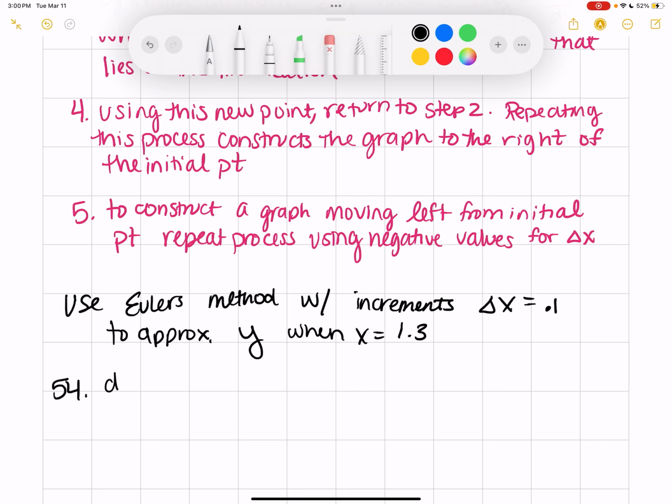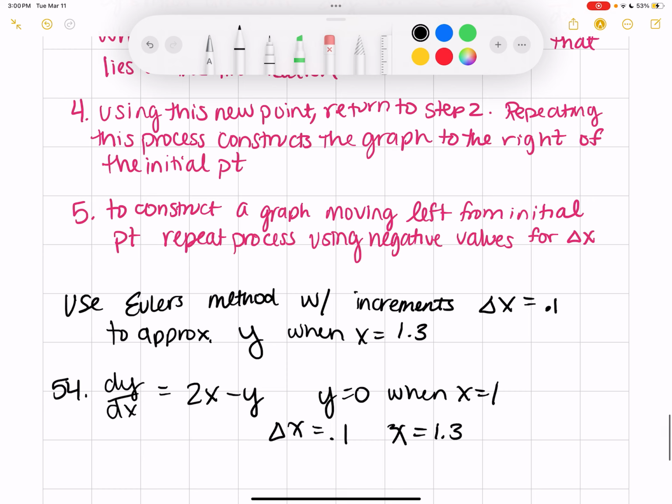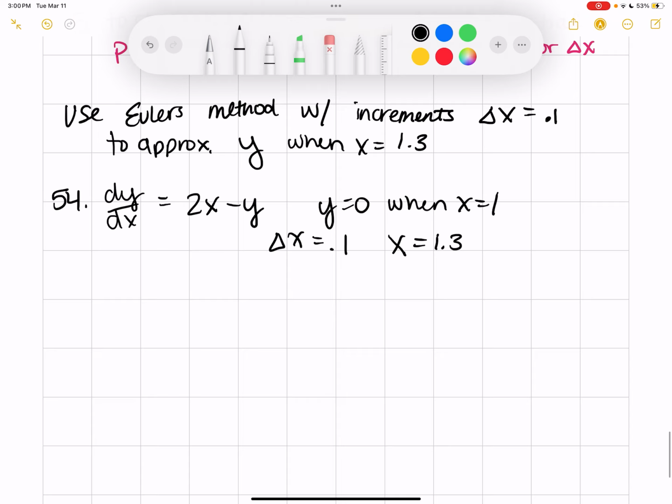54. dy/dx equals 2x minus y. y equals 0 when x equals 1. And we know from the initial question, delta x is 0.1, x is 1.3. All right, so I make a table. It's the easiest way to do it in my personal opinion.